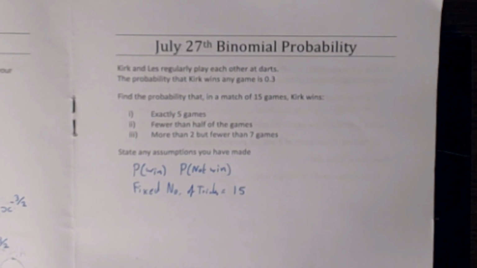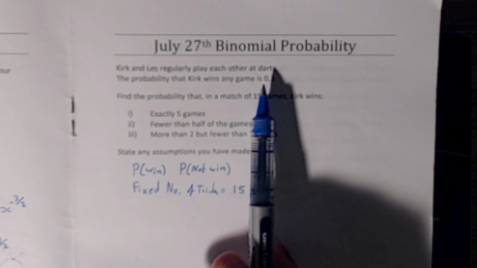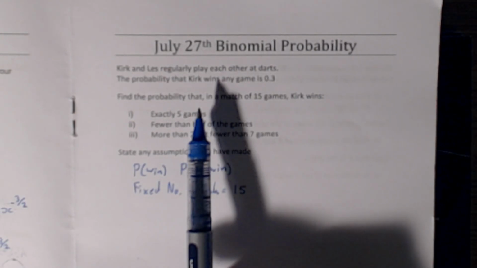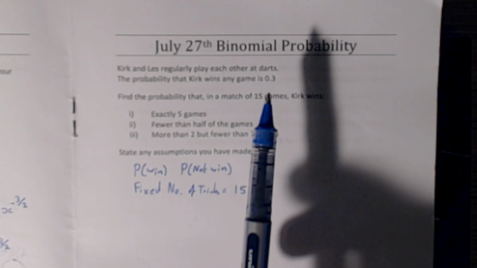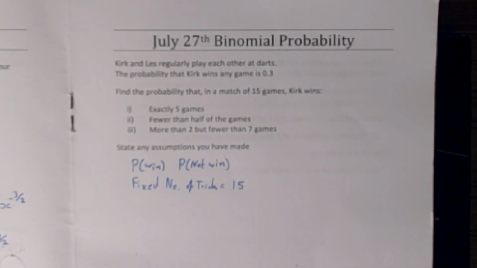Another thing we need to consider is the probability. This probability of 0.3, for the binomial to work, cannot change between trials. So we can't say one day Kirk has a probability of 0.3 of winning and another day he has a probability of 0.5 of winning. That probability must always stay the same for every game. So that's another assumption we've made.